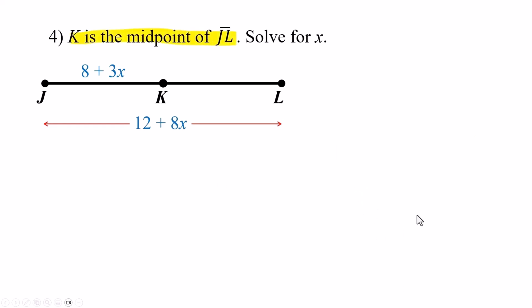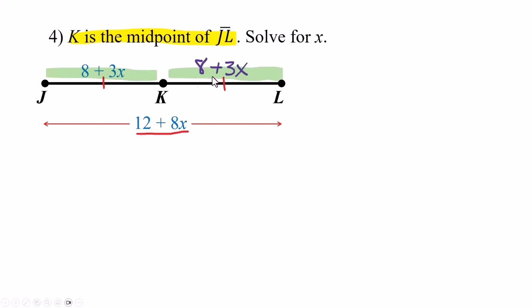You have to be told that. So once we know that these two pieces are equal to each other. And the whole thing now is 12 plus 8x. There's probably more than one way to do this. The way I'm going to do it is I'm going to try to point out the obvious. This side is congruent to this side, which means I can say that both of these two things are the same size, and when you add them together, they're going to equal this.